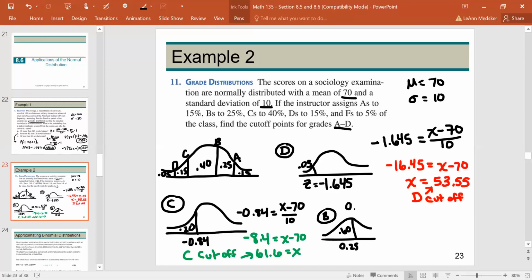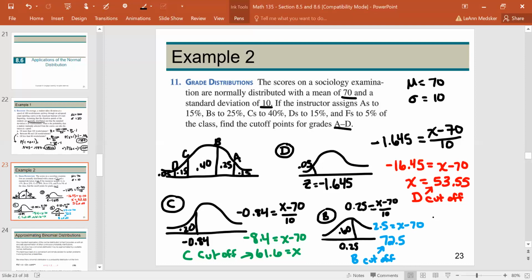And then we're going to do the same thing we just did. So we're going to do 0.25 equals x minus 70 over 10. Solve this one in maybe blue. So then we would get 2.5 if we multiply the 10 over x minus 70. So this means that people who got a B in the class scored a 72.5 as the lowest possibility.